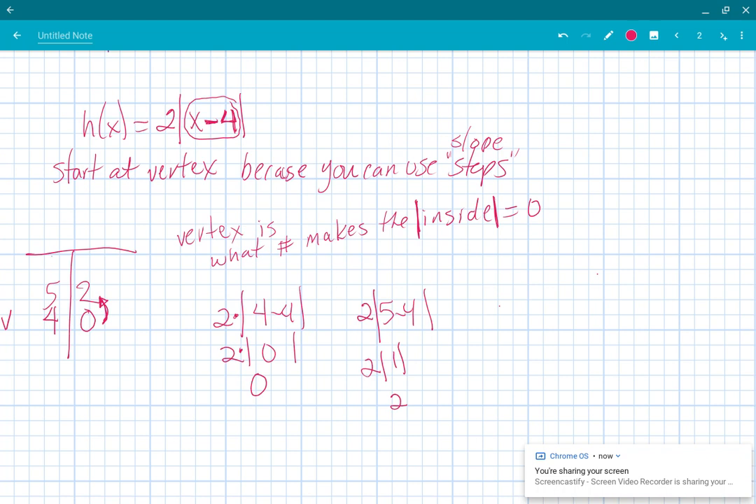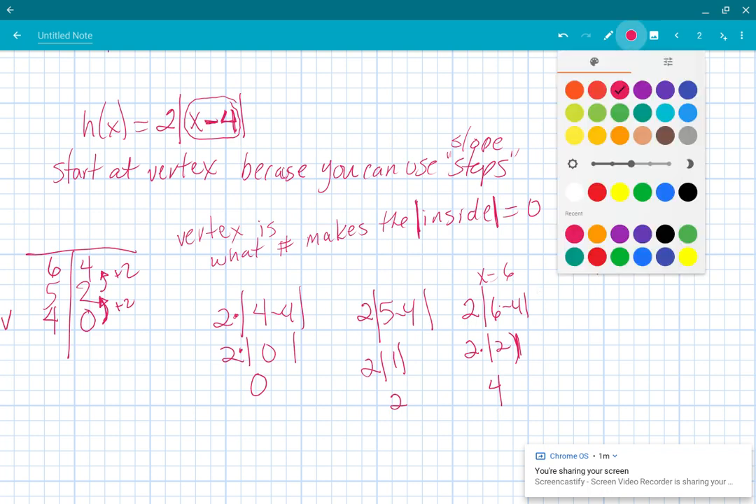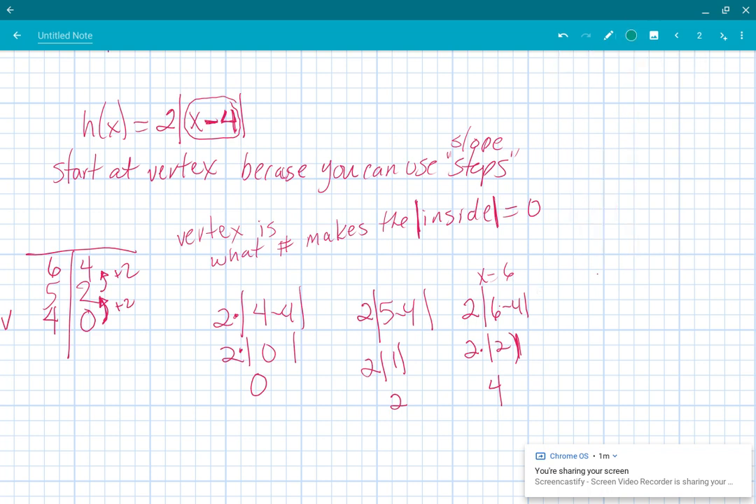Let's do 6. All right, so plug in 6 for x. All right, so we have here 2 times 2, and this equals 4. So how far did the new step also go? Plus 2. There we go. So now we can graph this thing without having to do so much work.